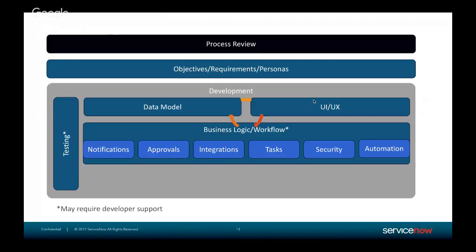Are there approvals, integrations? Are we going to be exchanging information both incoming and outgoing to other applications, other systems, on board and off board of ServiceNow? Are there tasks that we want to delegate and subdivide so that people can run in parallel or serially? Let's definitely look at security. We've got different personas involved. Not everybody gets the same level of access, even to the application itself.